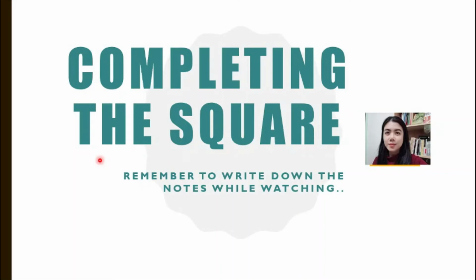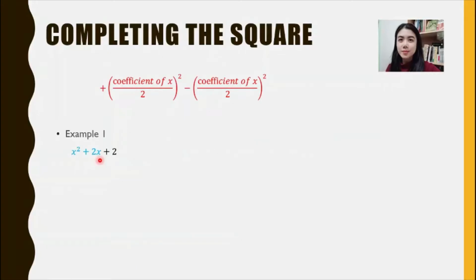Okay, let's look at completing the square. We have the first example: the equation x squared plus 2x plus 2. You can see that I used different colors in this equation. I chose blue for the x squared and the 2x, and black for the constant plus 2.